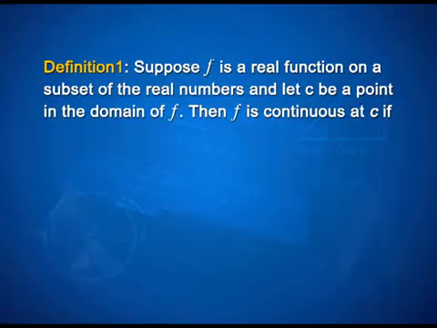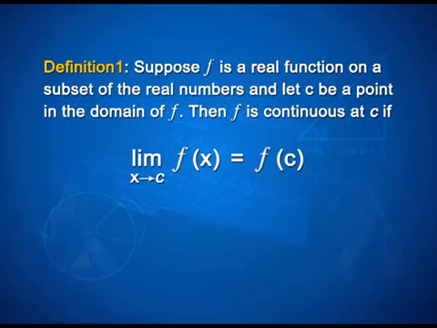The definition says, suppose f is a real function on a subset of the real numbers, and let C be a point in the domain of f, then f is continuous at C if the limit of f(x) as x tends to c equals the value of the function at x equal to c. Isn't that what I just described by saying that the intended height must be equal to the attained height?